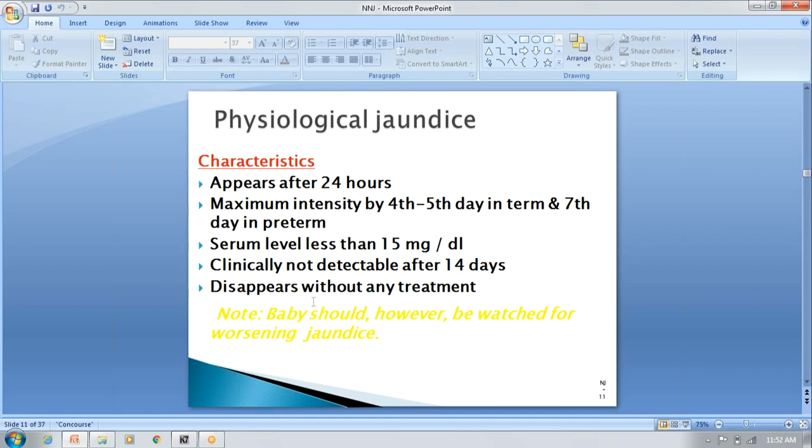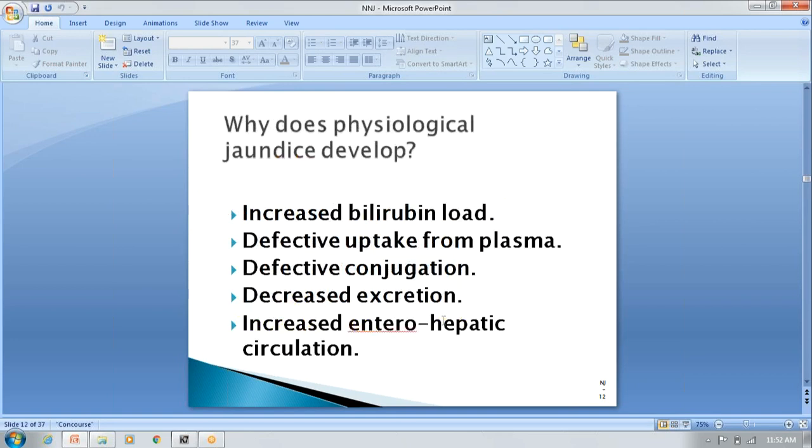But you cannot ignore the physiological jaundice. We have to do clinical examination, watch and observe for any signs of early kernicterus, and take the bilirubin levels.